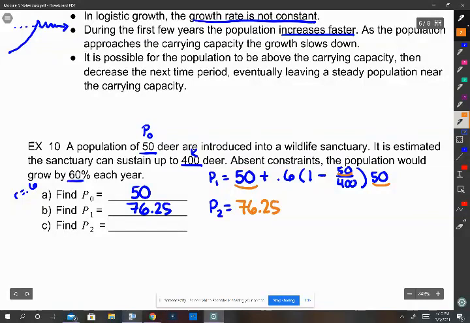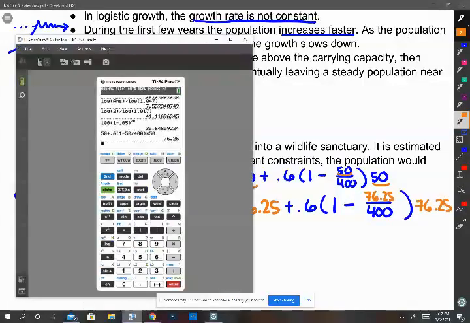So other than that, everything else stays the same. So this is still going to be plus 0.6. This is still 1 minus 400, but this is going to change to 76.25, and this is going to change to 76.25. So in our calculator, same thing. We're going to go 76.25 plus 0.6, 1 minus 76.25 divided by 400, close our parentheses, and then times it by 76.25.